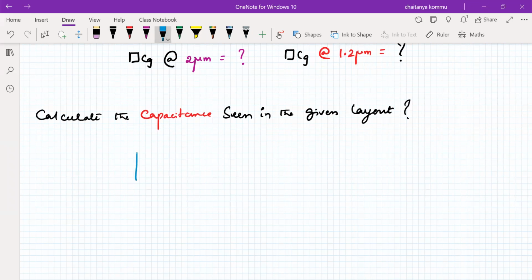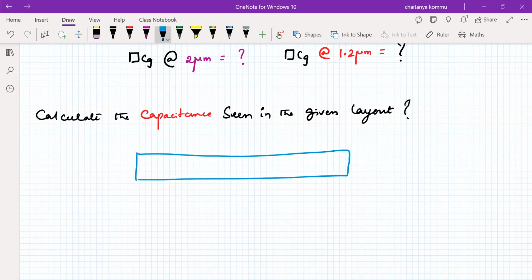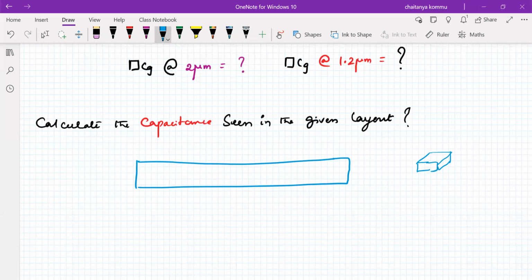Assume a simple layer is available here. Under this one, oxide is there, and under this one, substrate is there. If we consider the three-dimensional view, it is something like this. Under this there is an oxide, and under the oxide we have another plate, which is actually the substrate. Are you getting this point?